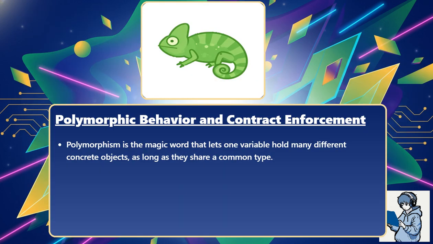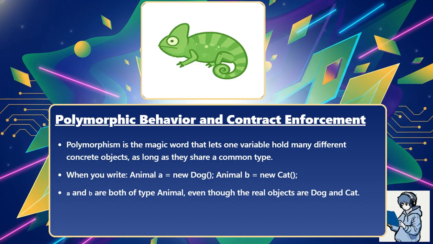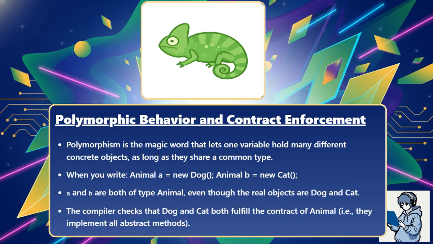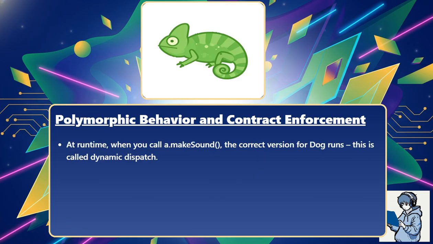Polymorphism is the magic word that lets one variable hold many different concrete objects, as long as they share a common type. When you write Animal a = new Dog, Animal b = new Cat, a and b are both of type Animal, even though the real objects are Dog and Cat. The compiler checks that Dog and Cat both fulfill the contract of Animal, that is, they implement all abstract methods. At runtime, when you call a.makeSound, the correct version for Dog runs. This is called dynamic dispatch.